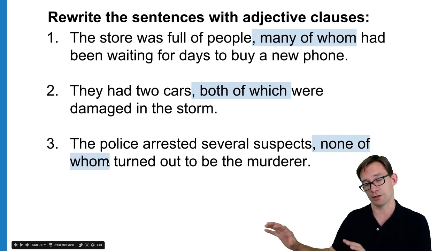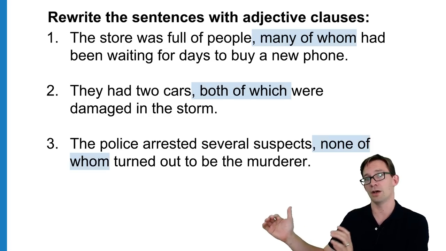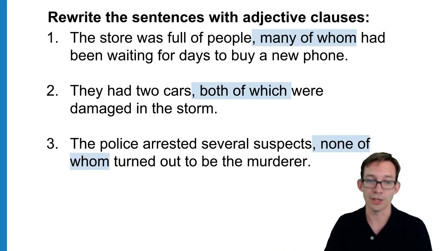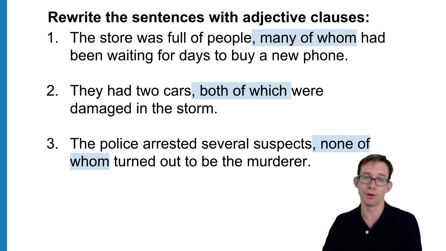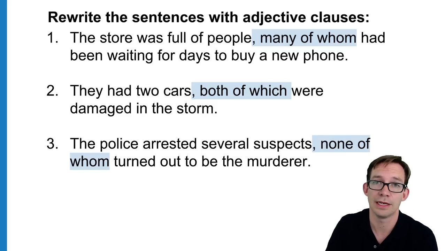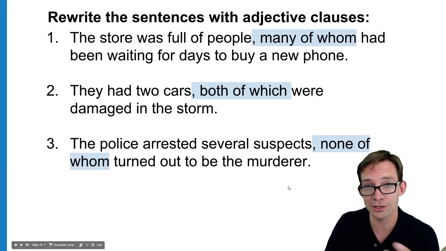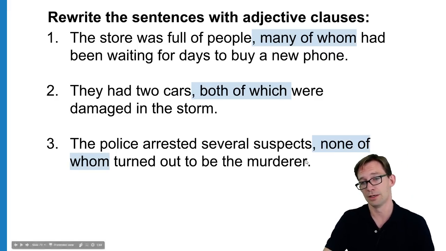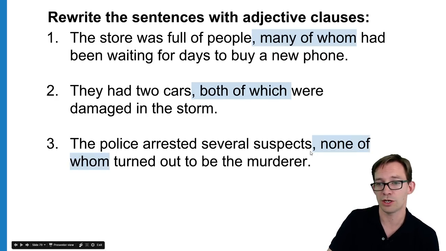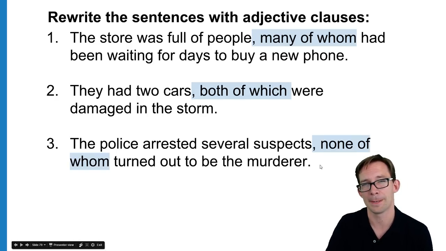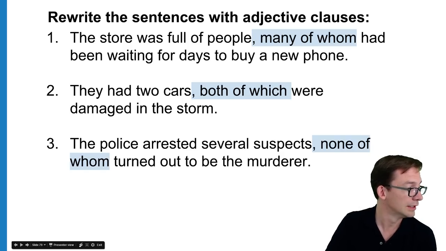That's an independent clause. That could be a sentence on its own, okay? None of whom turned out to be the murderer, that is not an independent clause. That is dependent and needs to be attached to the main clause, okay? Adjective clauses are dependent, and therefore you would change that period to a comma, okay? I hope that makes sense for you guys.